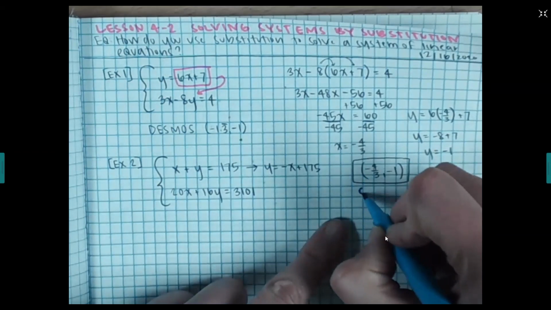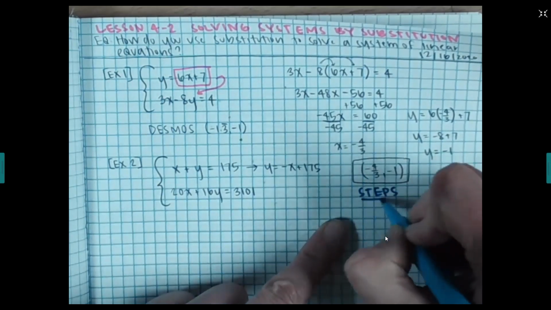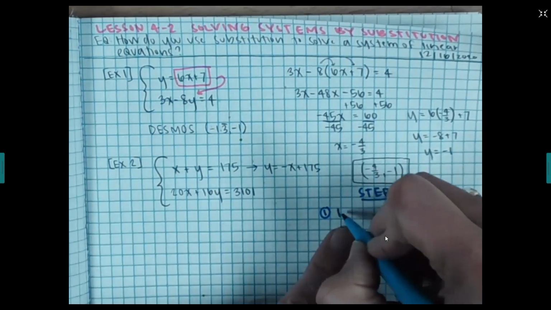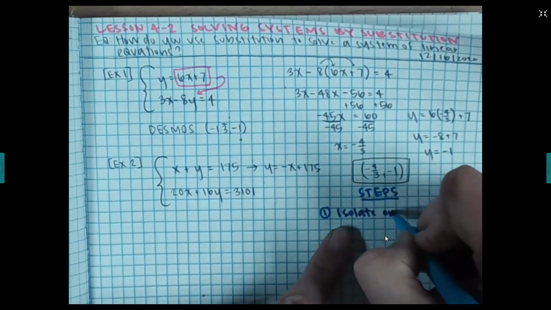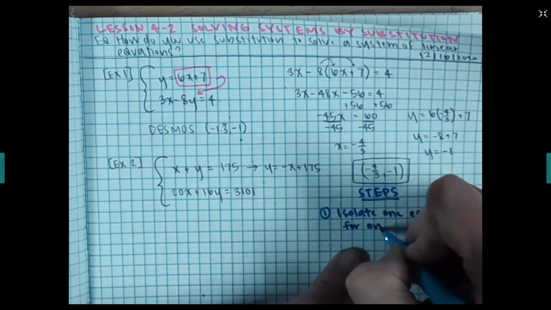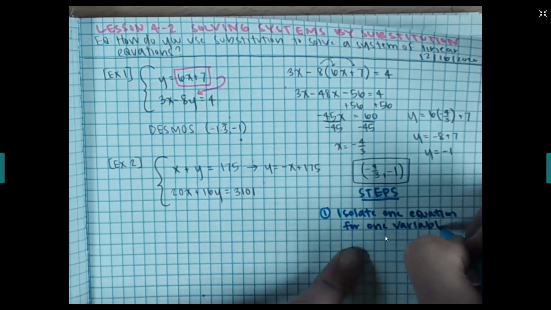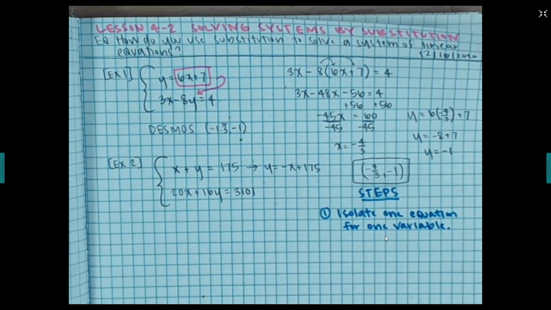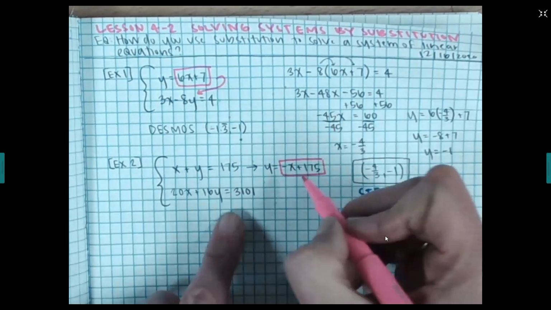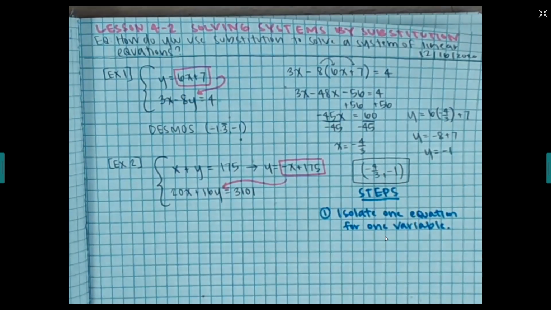And I'm going to write the steps over here off to the side so that you have all of them listed out also. So the first step is to isolate one equation for one variable. And again, when you do that, it doesn't matter which one, but choose the easiest equation and choose the easiest variable to isolate for. Then you're going to do the same thing when we substitute it up here. You're going to take whatever y was equal to, and you're going to substitute it in to that equation.